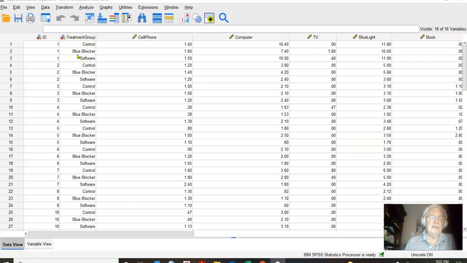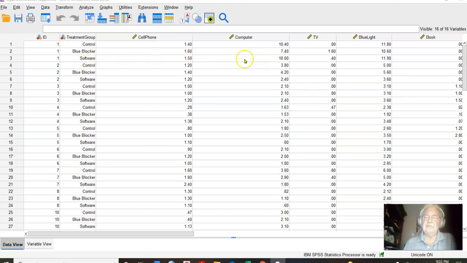The second group had blue blocking glasses. These were glasses where chromophores were embedded in the glass, and they actually did block blue light. And third was a software solution, like on your computer or cell phone when you go into the night mode.